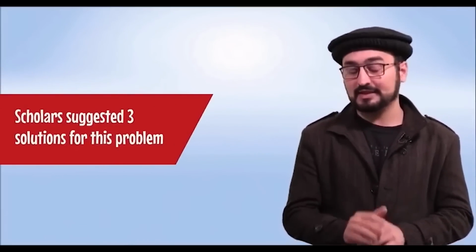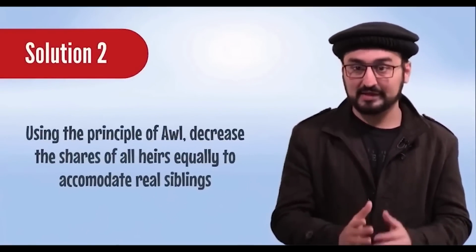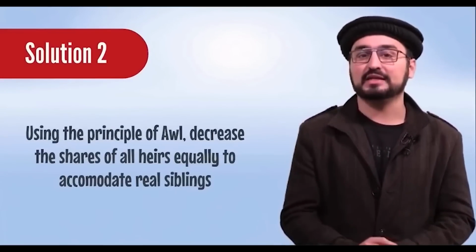3 solutions have been proposed based on this decision. The first solution is that the full sisters are given a share from within the maternal sisters' 1/3, but this means neither party receives the exact Quranic share. The second solution is to apply 'awl' again and reduce all shares equally.